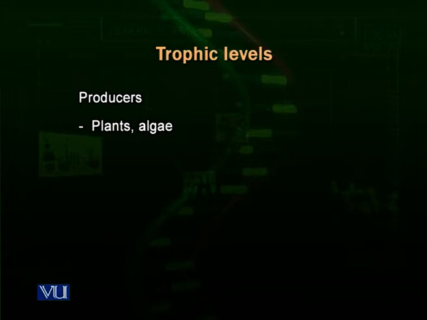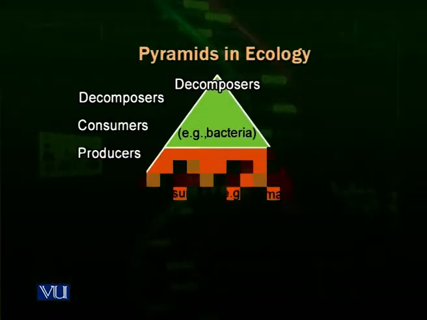We call them producers because they have the capability to convert sunlight energy by the photosynthesis process and another process called the Calvin cycle into the chemical form of energy that is utilized by living organisms for their life processes. And they can also convert inorganic carbon molecules into organic carbon molecules for their own use and for use by the consumers.